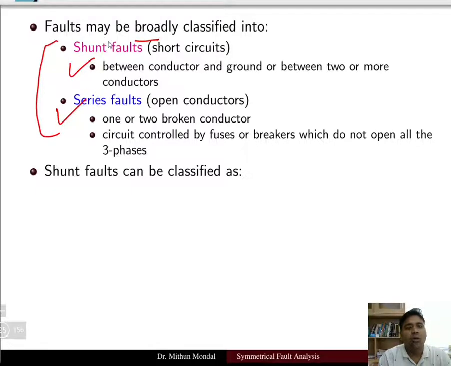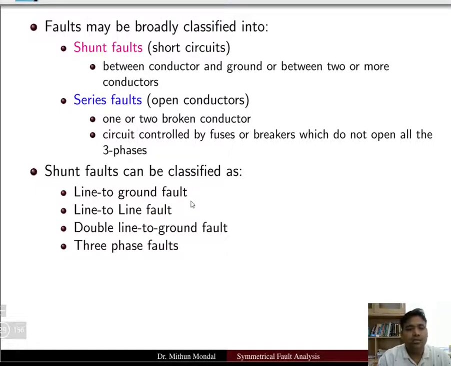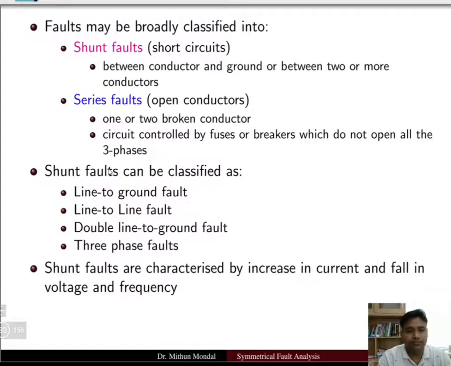Shunt faults will always be a short circuit condition and series faults will be an open circuit condition. Now shunt faults are classified as line to ground fault, line to line fault, double line to ground fault and three phase fault. These are the classification of shunt faults. So these four classes of faults come under shunt faults.